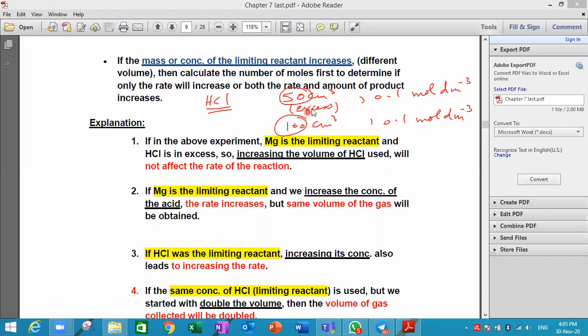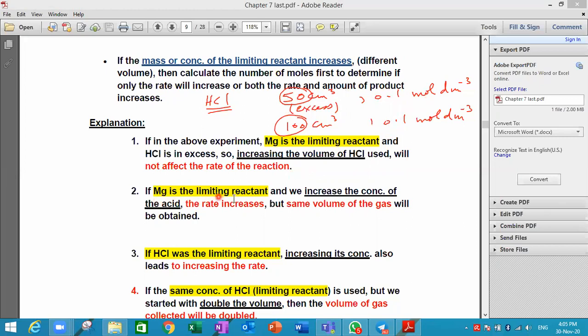If we add the acid with the same concentration, but I increase the volume, it will not affect the rate of the reaction. Yes, it's the concentration that affects the rate of the reaction, not the volume. And the volume from the beginning was in excess. So if you add more and more, it will not affect the yield of the reaction. There's just more in excess. Yes, because it was already in excess, and at the same time we didn't change the concentration. So the rate will not increase.